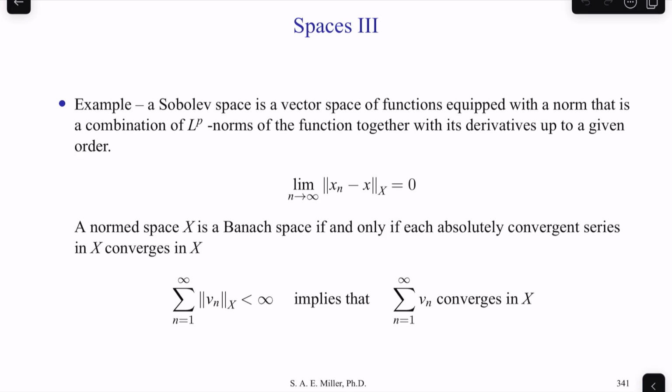A normed space X is a Banach space if and only if each absolutely convergent series in X converges in X. For example, the sum from n to infinity of the norm of v_n being less than infinity implies that the sum of v_n converges in X.